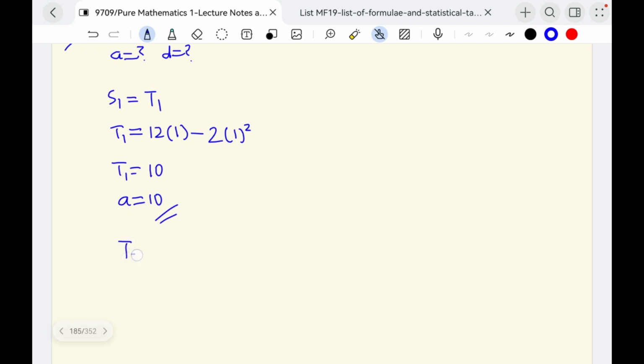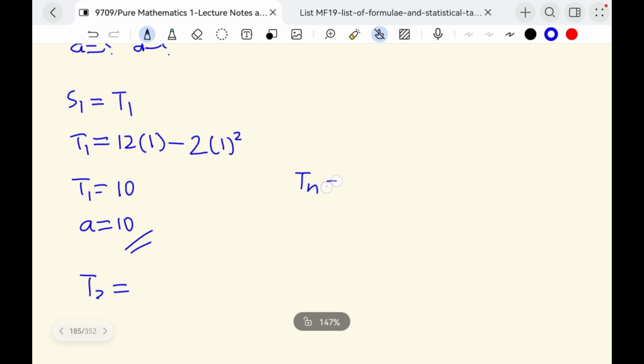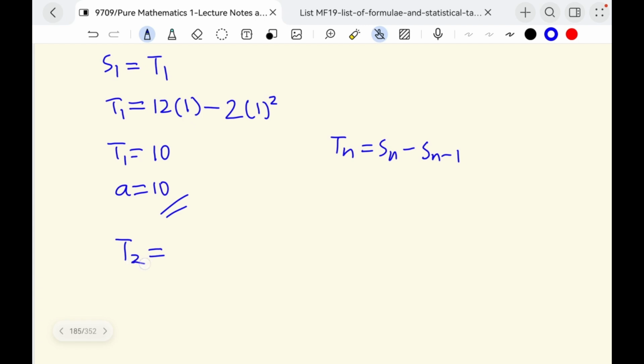Okay, to find the T2, remember that the formula of Tn is equal to Sn minus S(n minus 1). Like 1, 2, 3, but I want to get rid of 2, 1. So this is the 2, 1 to be deducted from the Sn. Okay? So when you want to think about this formula, think of it this way: 1, 2, 3, I just want 3. I want to get rid of 2 and 1. Like this. Alright? Easy.